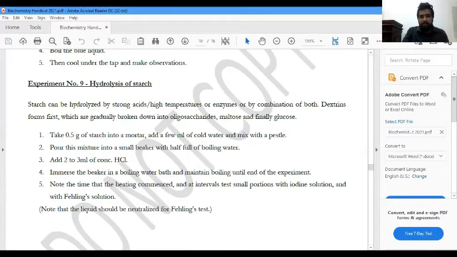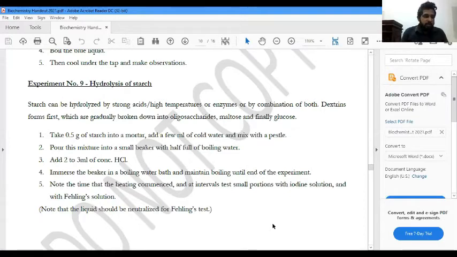I think you have done that in your science classes. We hydrolyze starch and take small drops into a porcelain tile, and we test for iodine and Fehling's. Okay, so the same thing we are going to do here.